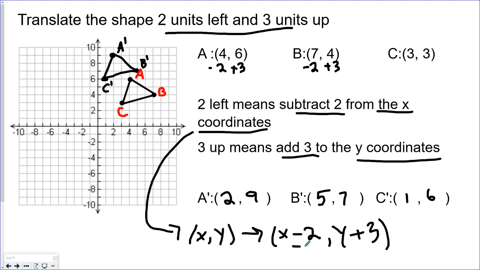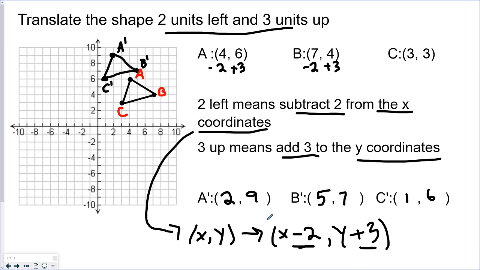This says 2 left and 3 up, because subtract means left, so left 2, and add on the y means up, so up 3. So sometimes you might see it written like this, which is just purely algebraic form, and it's actually easier because it tells you what to do. It says take your x's and subtract 2. Take your y's and add 3.